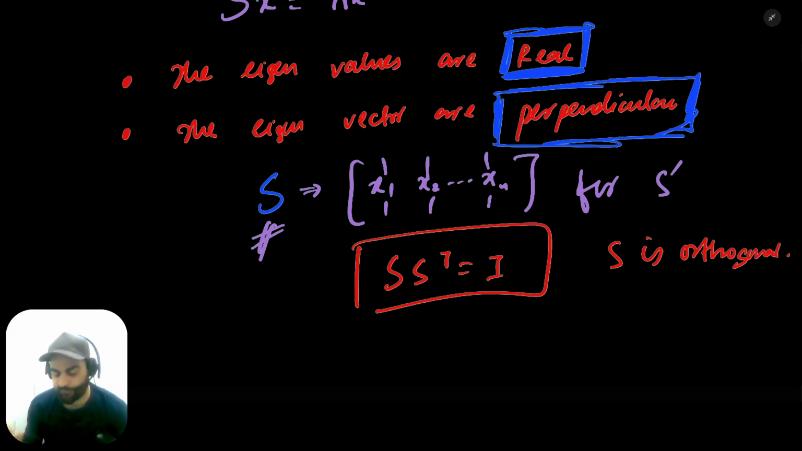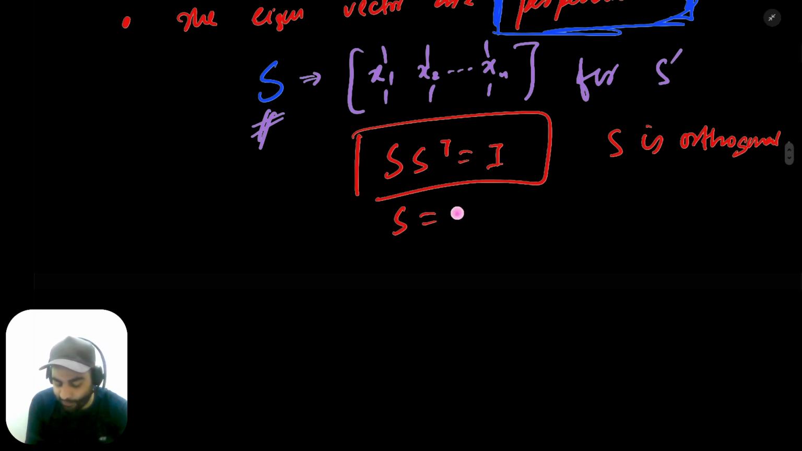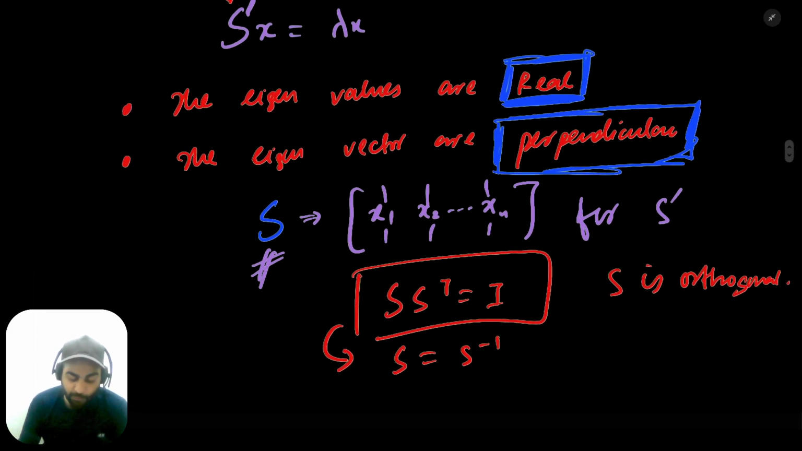So you know about this property: if S is orthogonal, then S transpose S is equal to I. At that time I also told you that S transpose is equal to S inverse. So it directly implies that S transpose is S inverse itself. That's the implication, and these are two beautiful properties.